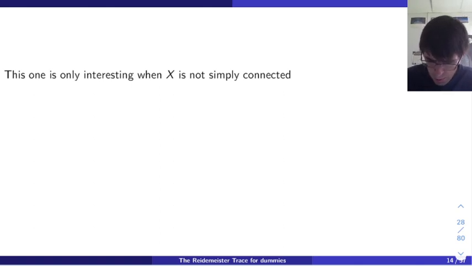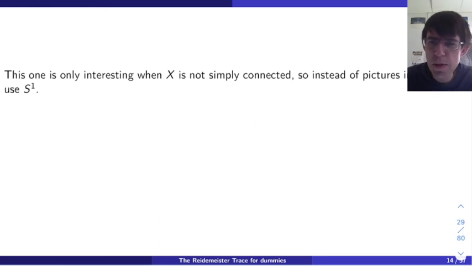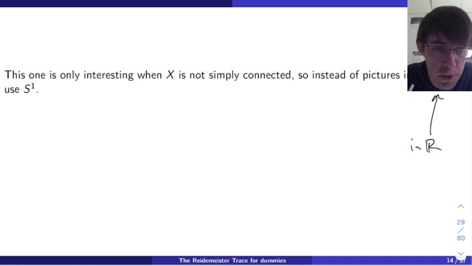But I still want to stay in one dimension. Sorry, my beautiful face is in front of the words here. I think this might be the only time that's going to happen. Instead of the pictures in R, that's what it says behind the curtain here, we're going to use S1, the circle. The circle is a one-dimensional object. Locally, at least nearby at points, it looks like a line, but it wraps around onto itself.